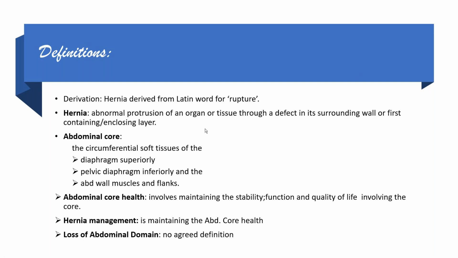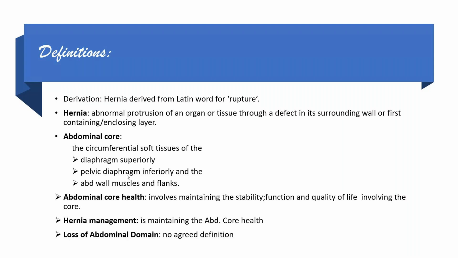Now, another definition needs to be addressed, what we now understand as the abdominal core. Now, what is the abdominal core? The core basically refers to the circumferential soft tissue which is enclosing the whole of the abdominal cavity. So, superiorly you've got the diaphragm, inferiorly you've got the pelvic diaphragm, right? And surrounding you've got the circumferential abdominal wall muscles and the flank. So, that is the abdominal core.